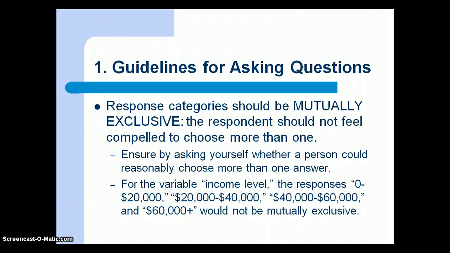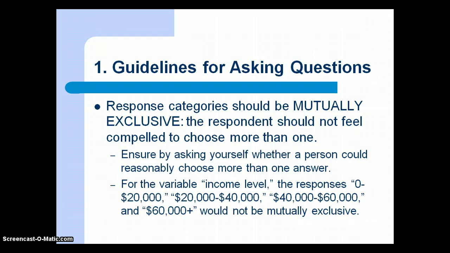Besides being exhaustive, your set of answer choices should be mutually exclusive, because you're only allowing the respondent to choose one response for each question. The respondent should not feel compelled to choose more than one. There should be one response among all of the answer choices you give that applies best to the respondent. So how do you do this? You ask yourself whether a person could reasonably choose more than one answer.